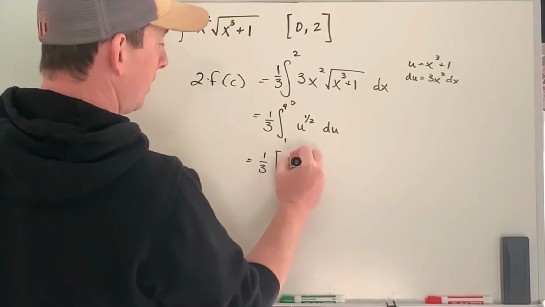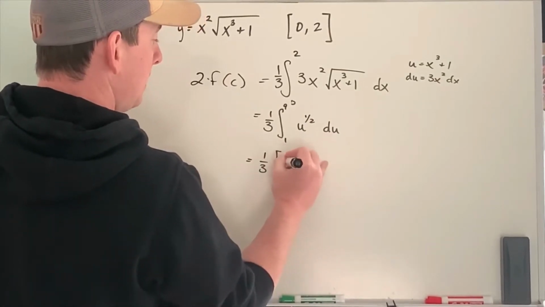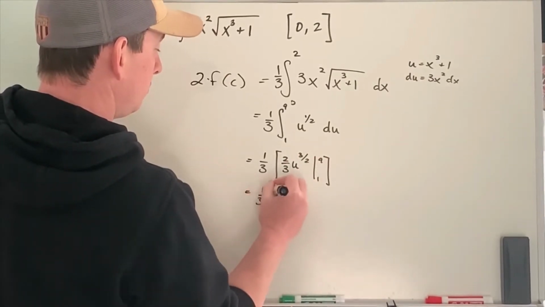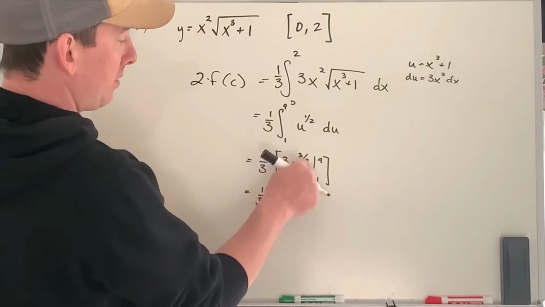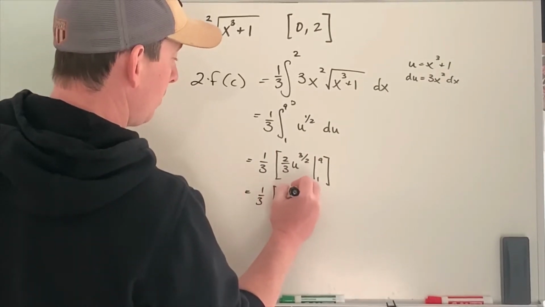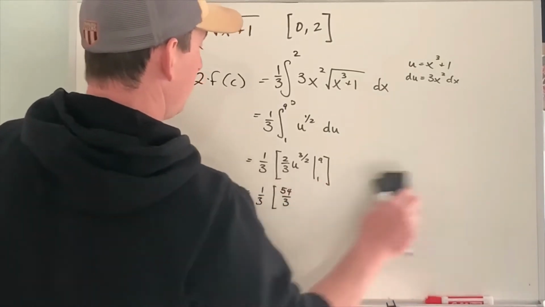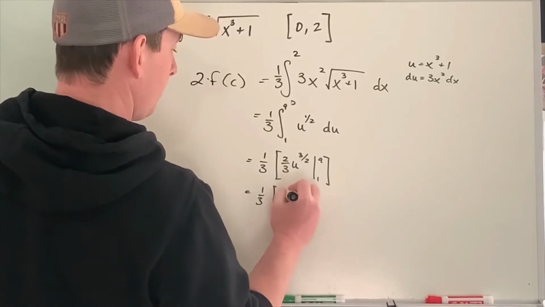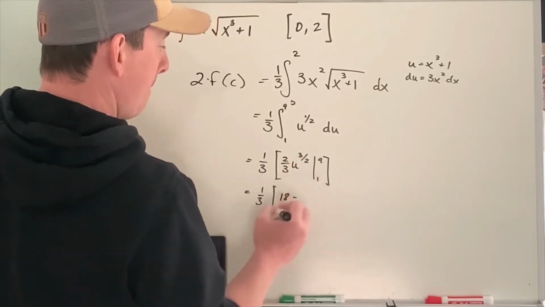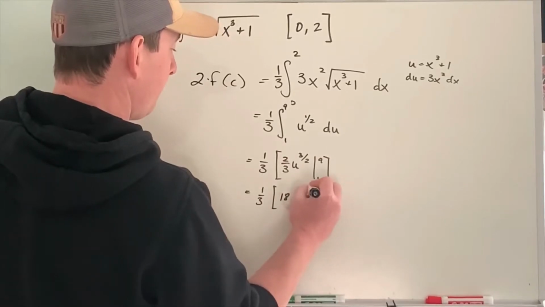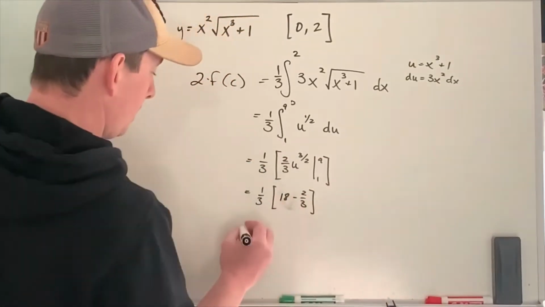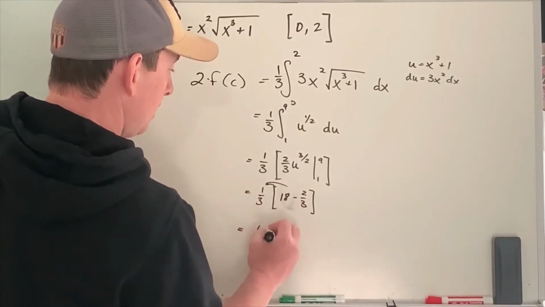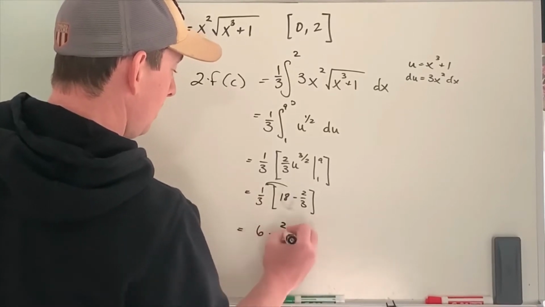Now I can go ahead and integrate this, u to the 3/2 times 2/3. Plug in 9, we're going to get 2/3 times 27, which is 54/3. That's silly. How about just 18? Minus 2/3. So we have, I'll just distribute the 1/3 to make this easy, 6 minus 2/9.